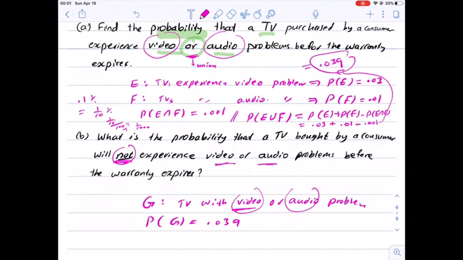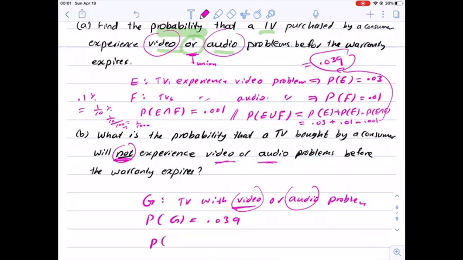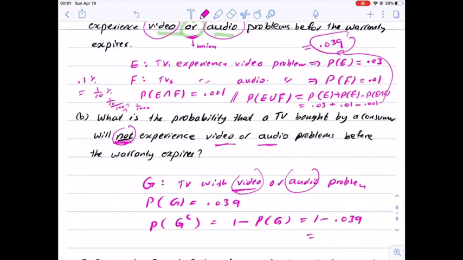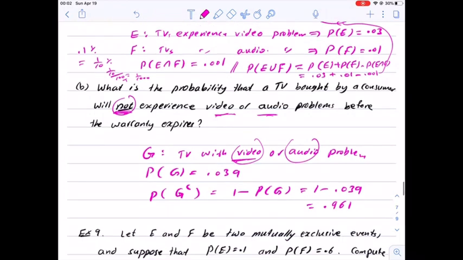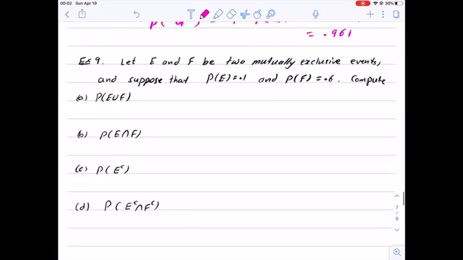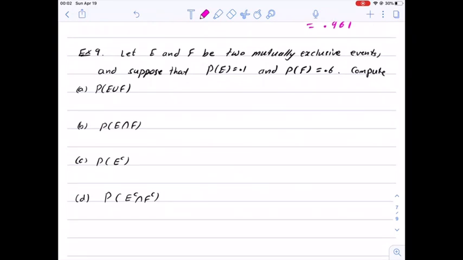Now we want to find the complement of that, because the problem says that the consumer bought a TV that will not experience video or audio problems before the warranty expires. So that means probability of G complement, and that's 1 minus probability of G. This is 1 minus 0.039, which is equal to 0.961. So this is the probability that the TV bought by a consumer will not experience video or audio problems.